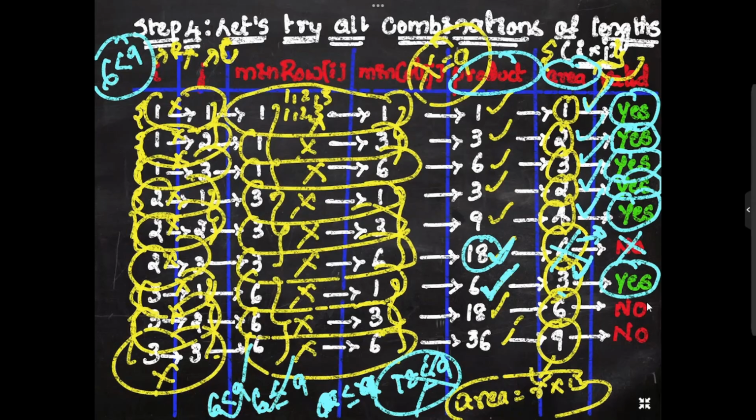Again, see here, we have the product 6, I mean area 6 here. This will not be considered because we have the product 18, which is greater than 9. We have 36, which is greater than 9. This one also we are not considering. So what are the areas we can consider here? 1, 2, 3, 1, this one, 1, 2, 3, 2, 4 and 3. These we'll be considering.